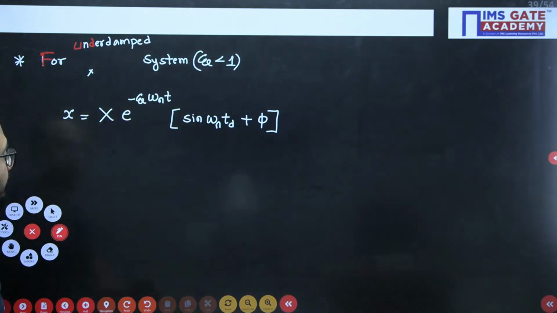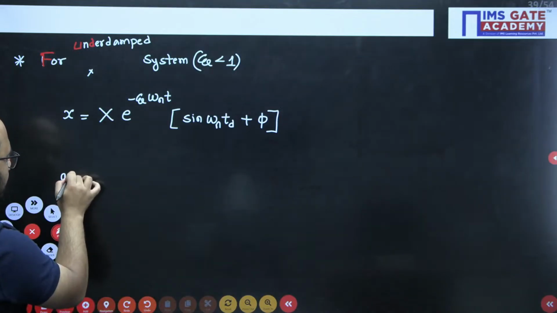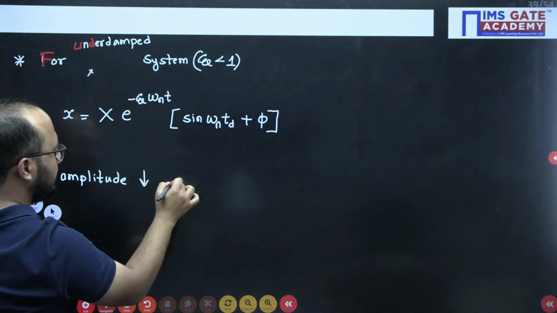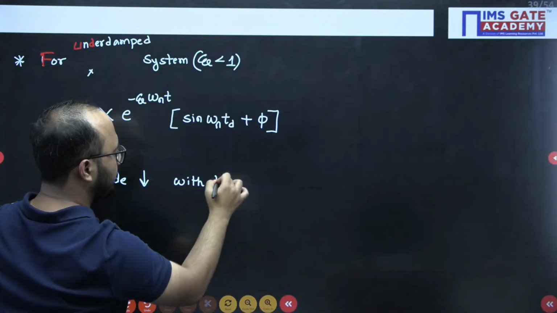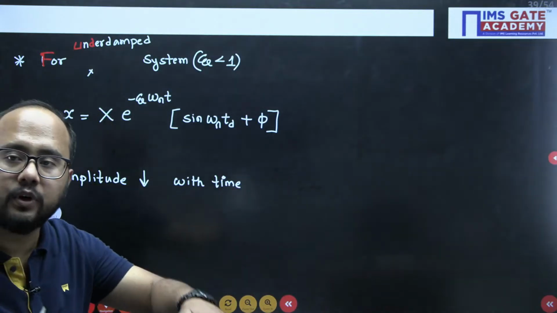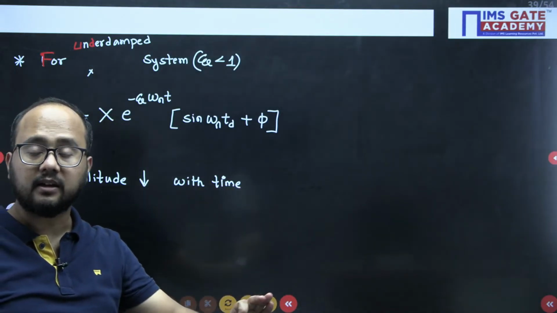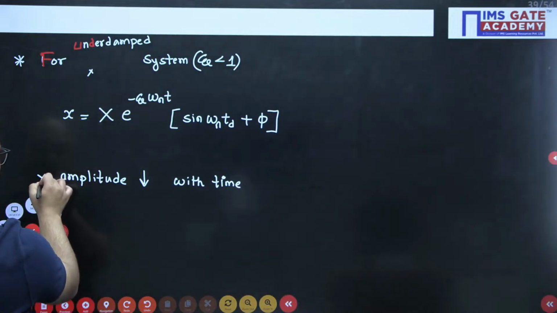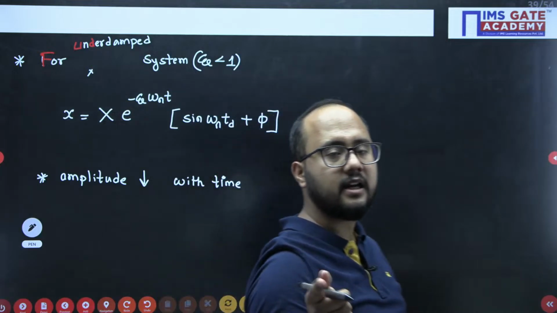Now, very important part, this amplitude, better write it like this, amplitude decreases with time. But how is it decreasing? Exponentially it is decreasing. Amplitude is decreasing with time, right? Correct, but exponentially it is decreasing. So this is a very important part. Exponential decrement of the amplitude in the case of underdamped system.